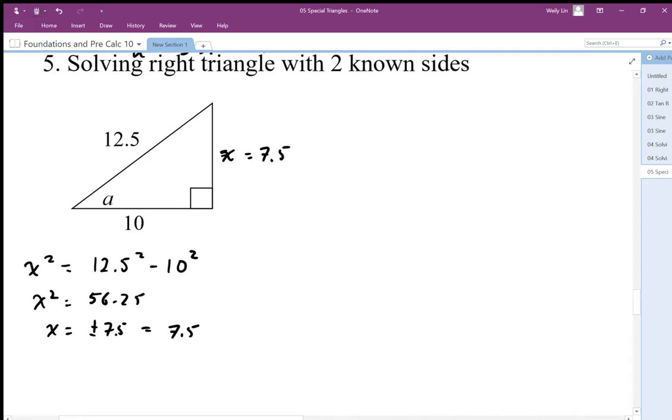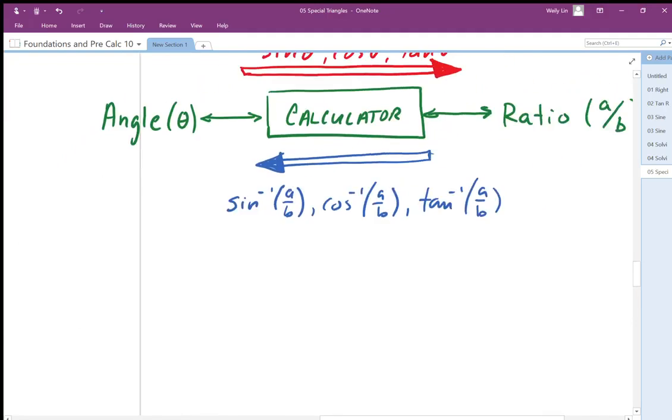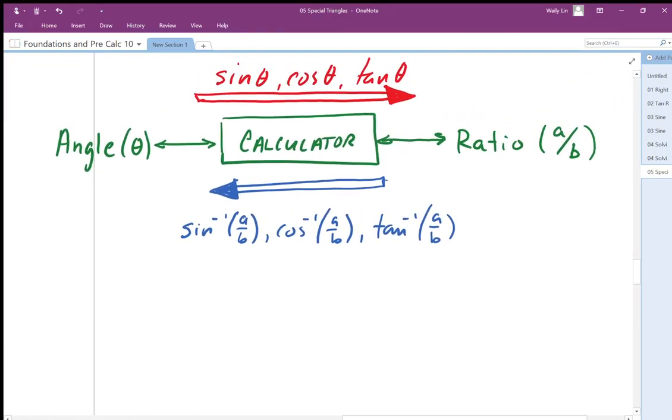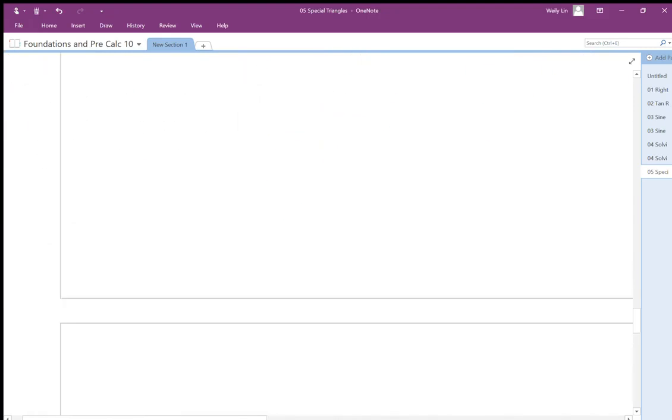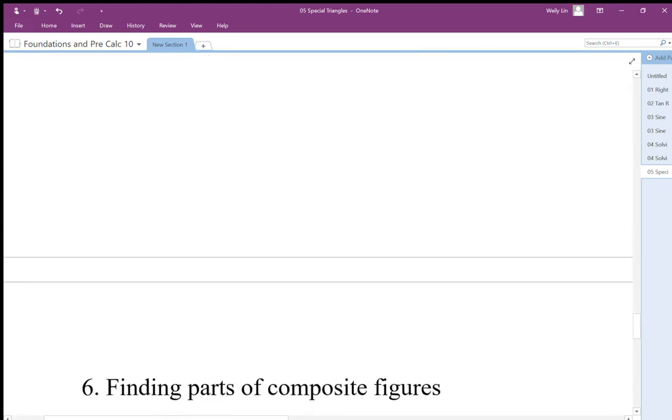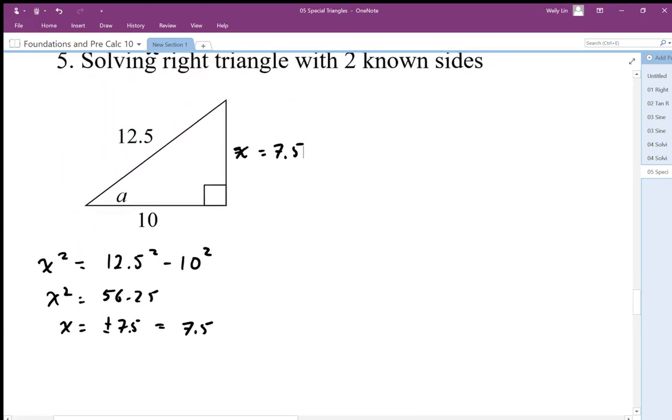From here, we want to go from ratio to angle. If I take a look at my chart here, ratio to angle, I'm going to use the inverse operation. I'm going to solve for that angle A. I know I'm going to use the two sides that were given to me, which are adjacent and hypotenuse, and that's cosine, CAH. So adjacent and hypotenuse.